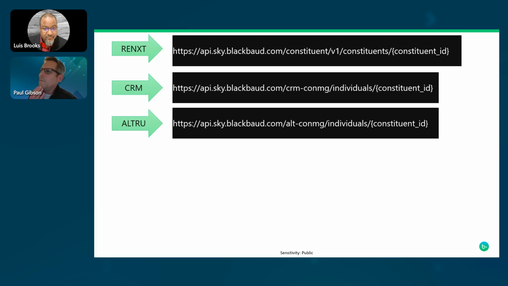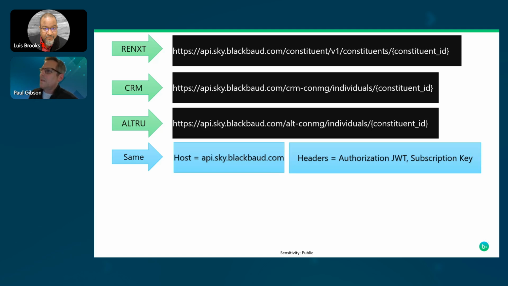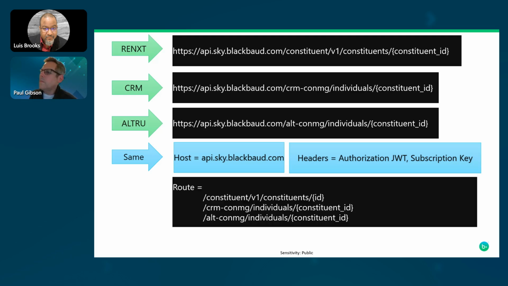Here's a view of the same thing for Altru. And if you look at these, you'll notice that there's a lot of similarity in these URLs. So in all cases, the host is always api.sky.blackbaud.com. And the headers that you send up are always going to be the same. So the authorization header with the JWT that you've gotten from the OAuth exchange and your SKY API subscription key will always be used with these. What's different is the routes.